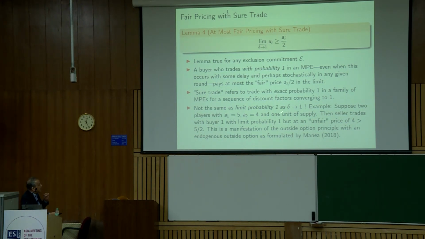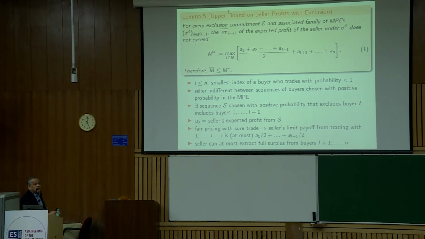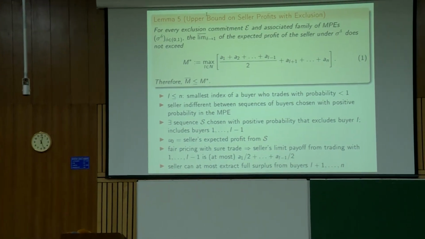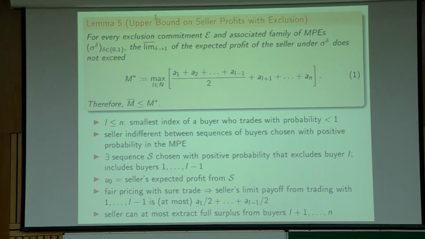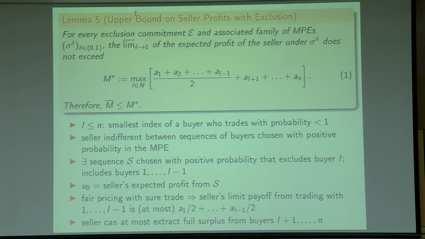So in this case, with 2 buyers and only 1 unit, there is no buyer who trades with probability 1 in any MPE. Is that clear? So the fair pricing really applies to sure trade. So that actually means that an upper bound on seller profits associated with any exclusion commitment is this number M star, which we defined as the max of this formula across all possible L's.